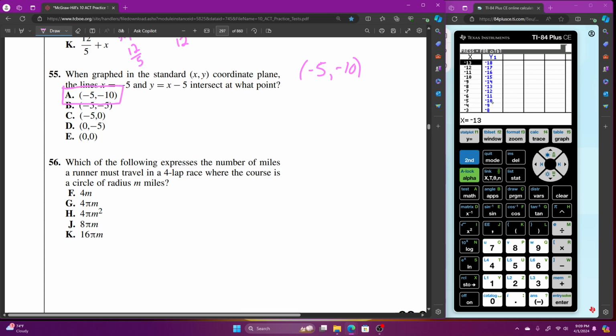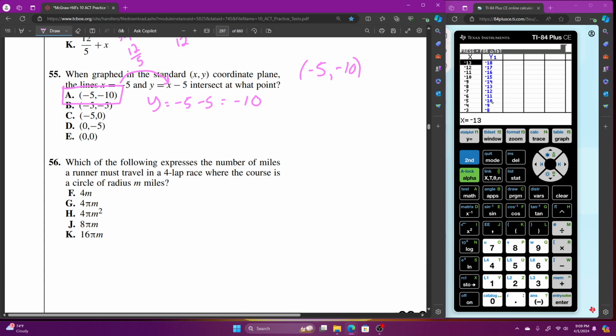Another way to do that without the graph would be to just solve by substitution. Take this -5 and plug it in for x. Y equals -5 minus 5 equals -10. Either way, same answer both ways, pretty fast.